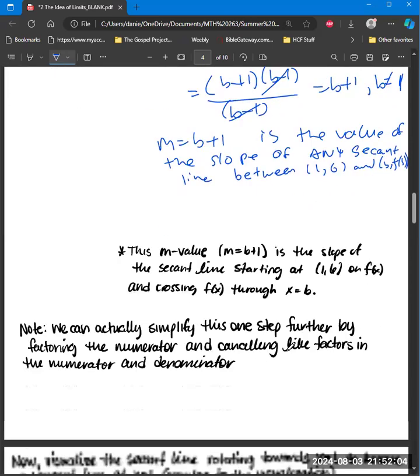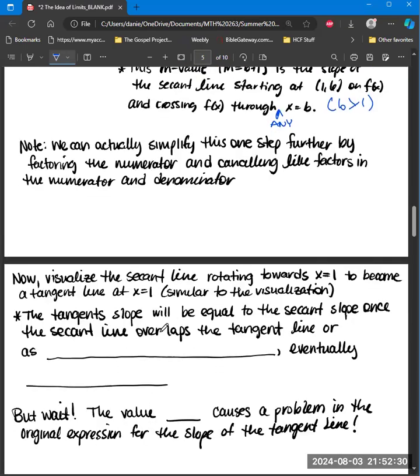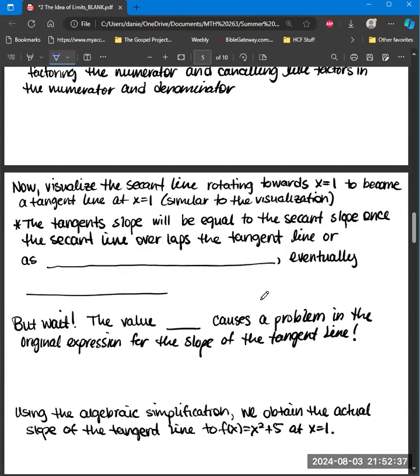This m value is the slope of the secant line starting at (1, 6) on f of x and crossing f of x through x equals b. Notice here b is greater than 1, and this is any x equals b with b greater than 1. So we can actually simplify this one step further by factoring the numerator and canceling out like factors. We did that, numerator and denominator.